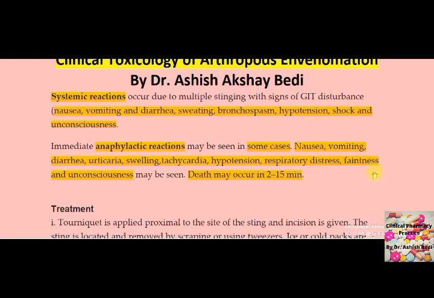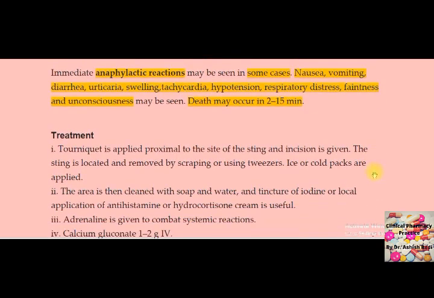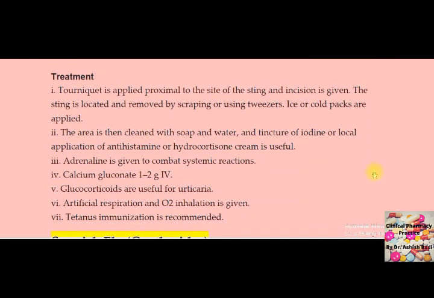Okay, what will be the treatment? The primary treatment would be a tourniquet application. The tourniquet is applied proximal to the site of the sting, and an incision is given. The sting is located and removed by scraping or using tweezers. These are the devices from which scraping is done and the sting is removed. Ice or cold packs can also be applied.